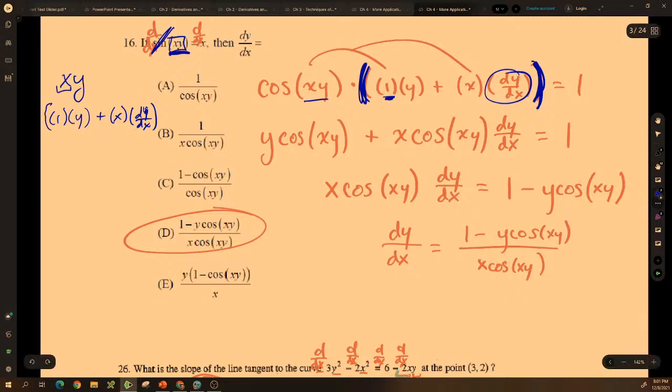Now all of this had to go into parentheses and multiply by cosine of xy. Then on the right side, the derivative of x is 1. From there, we just go ahead and distribute. You can kind of look at the steps. y comes to the front, plus x cosine of xy times dy dx equals 1. We're going to leave this on the right side, move this over to the left side. And we divide by x cosine of xy to both sides. And that gives us our answer.